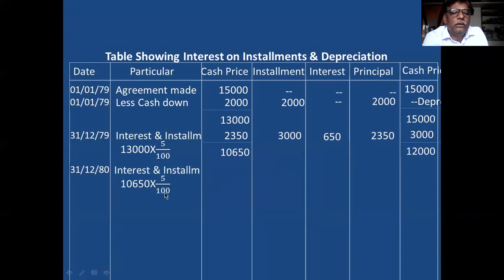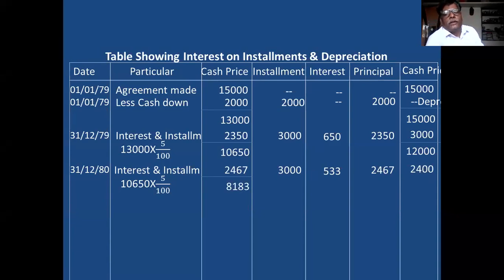Second installment. 10,650 into 5%, 533 interest. Then principal is 2,467. Take to the cash price column. Charge depreciation 20%. Then take the balance of first column and last column. First column, last column, balance.